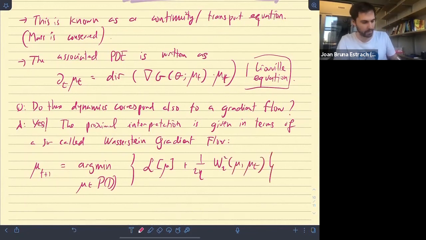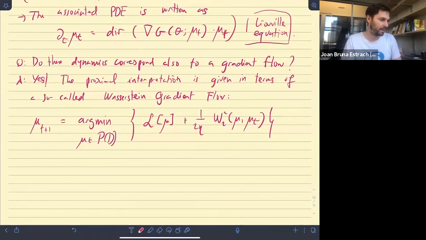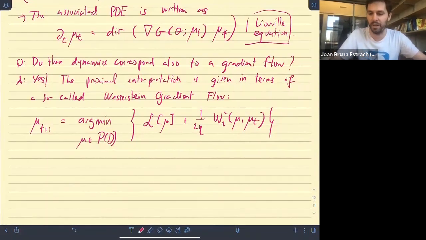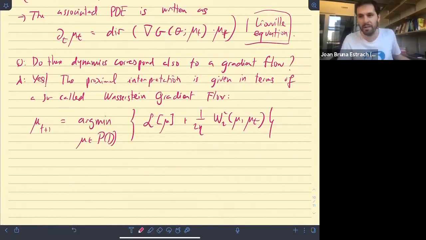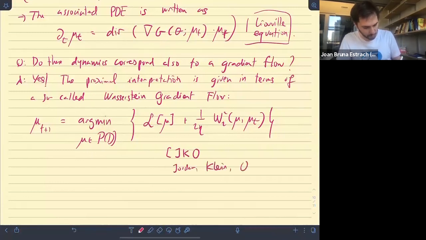Okay, and this scheme, for those of you who are interested in geometry of spaces of measures, or even PDEs, is a very famous scheme. This is called the JKO scheme, from Jordan, Kinderlehrer, and Otto. Okay, so this is the JKO scheme.